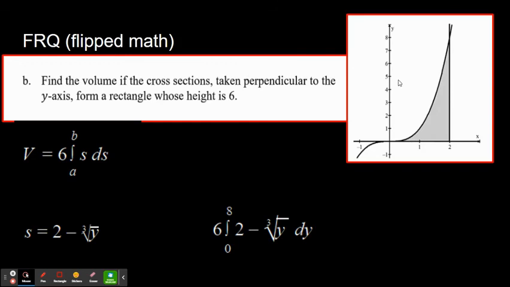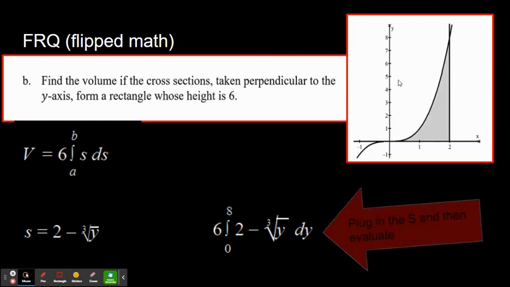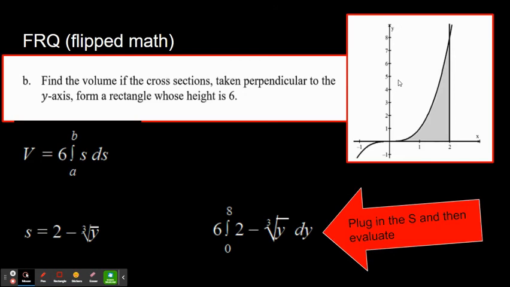And then we take our s and plug it in. So we have 6 times the integral of 0 to 8 of 2 minus the third root of y dy. And then you will evaluate by hand or by calculator, depending on the question.